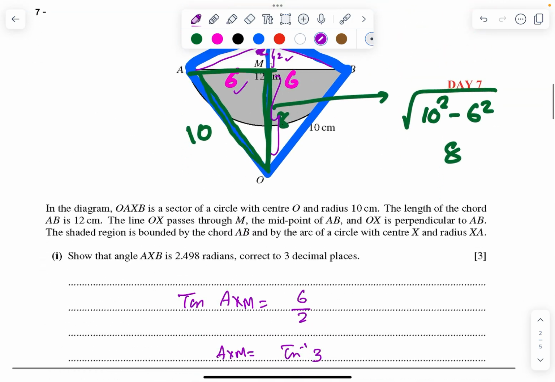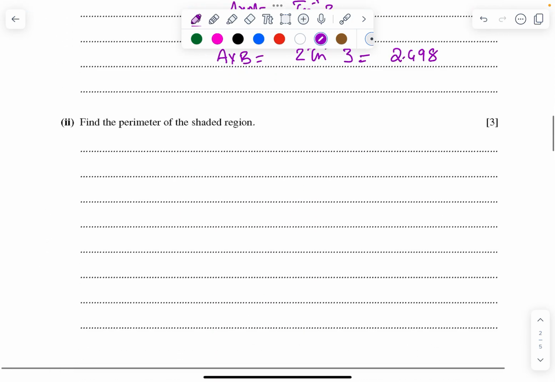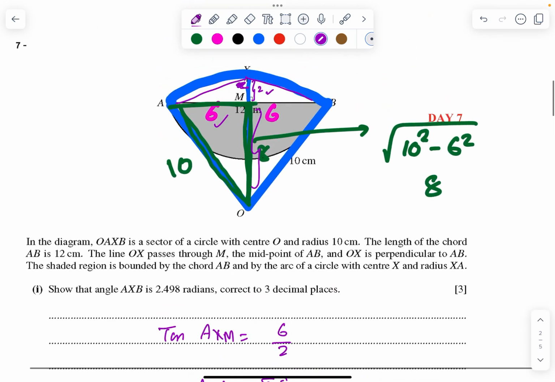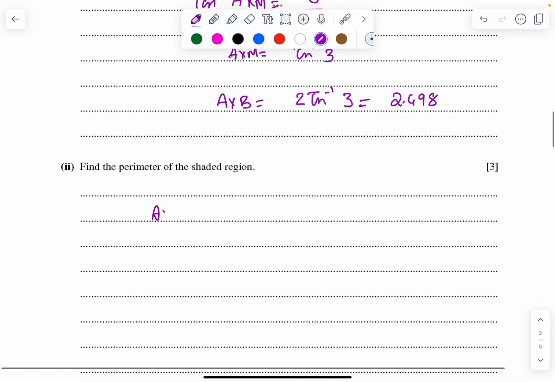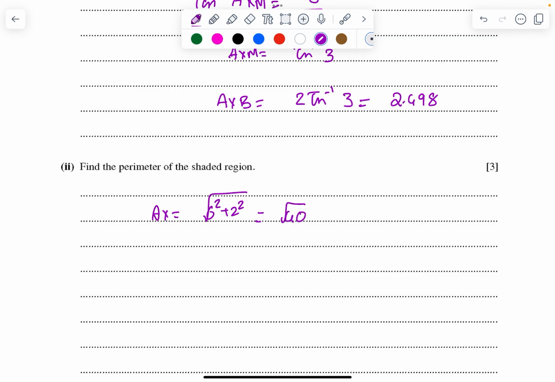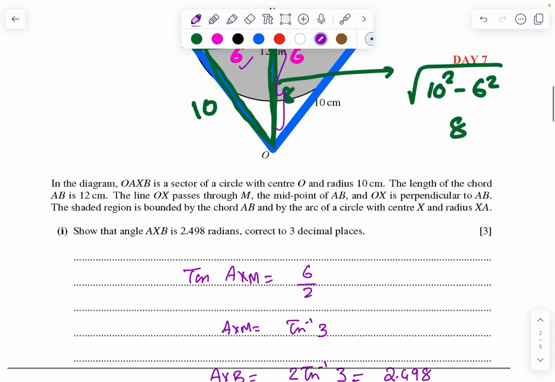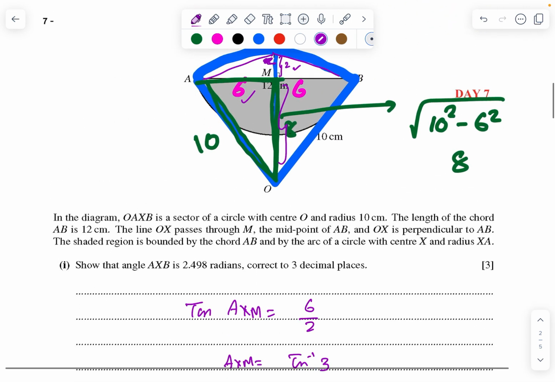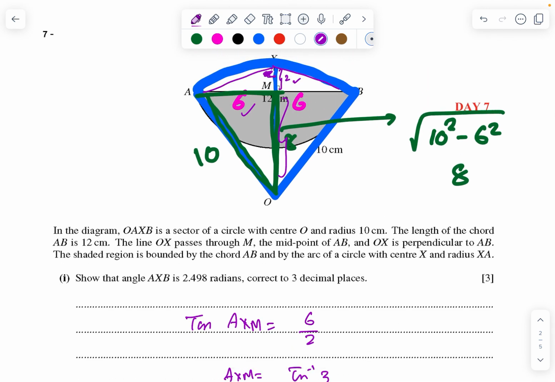Find the perimeter of the shaded region. First of all, I'll calculate AX. AX equals the square root of 6 square plus 2 square, which is going to be the square root of 40. So the square root of 40 is going to be AX.